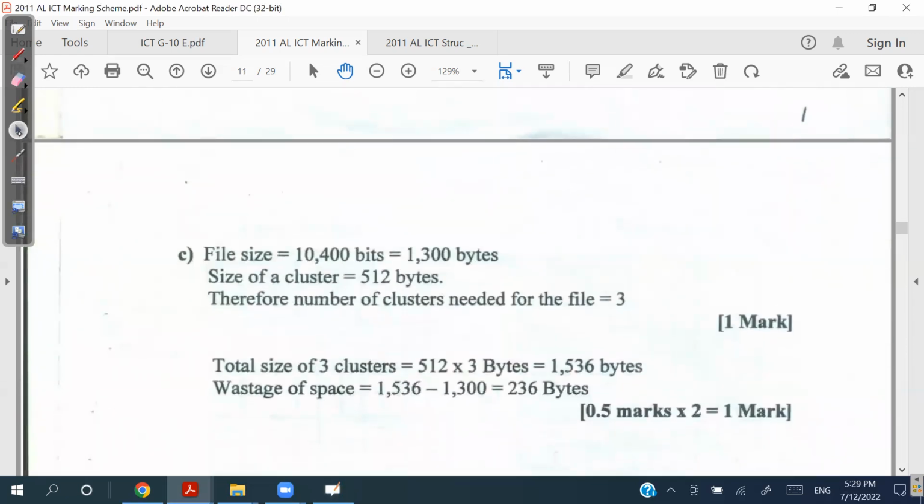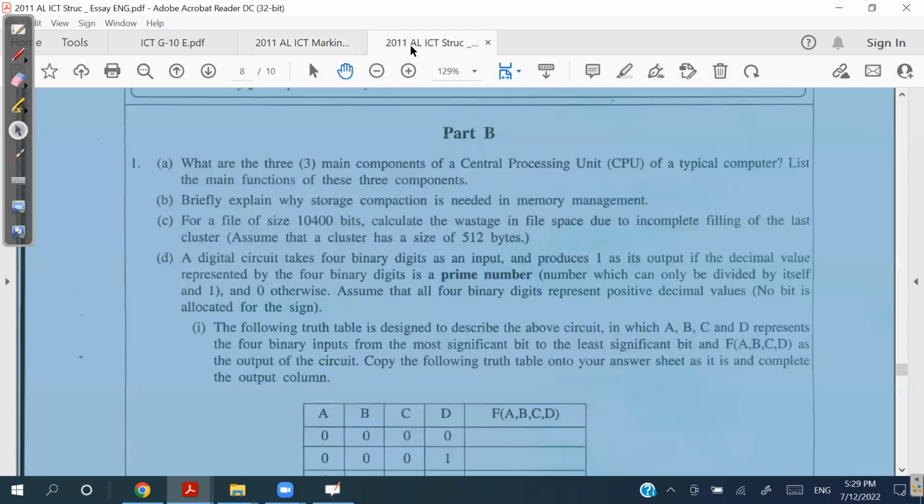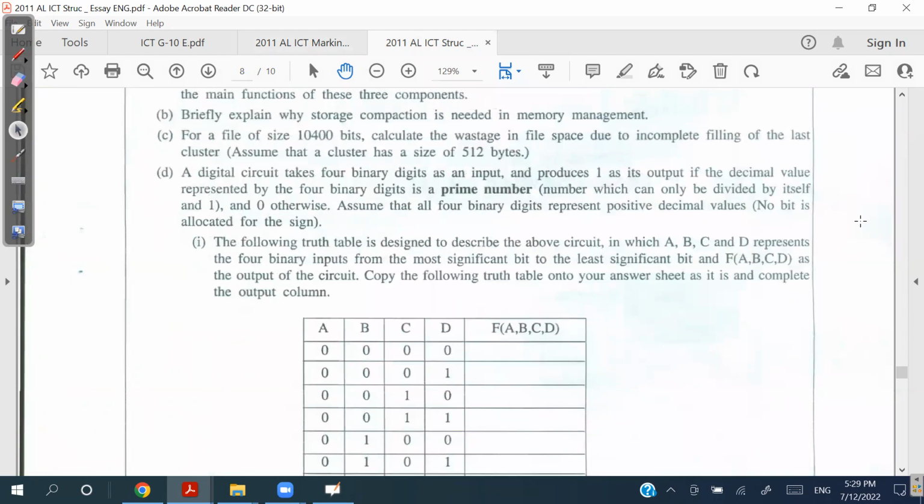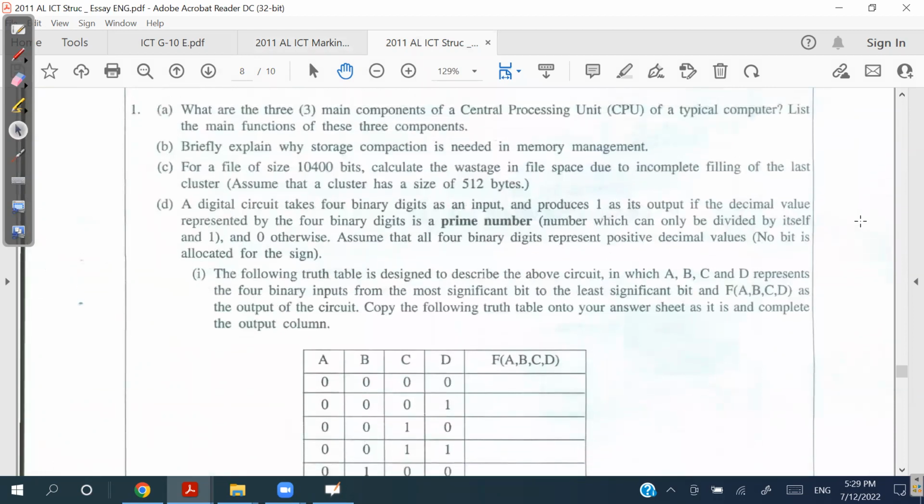And part C, the calculation part. They were talking about a file size of 10,400 bits. This is the size of the file. And they are asking you to calculate the wastage in the file space due to incomplete filling of the last cluster. Assume that the cluster has the size of 512 bytes. Right, so that means there will be blocks whose size is 512 bytes.